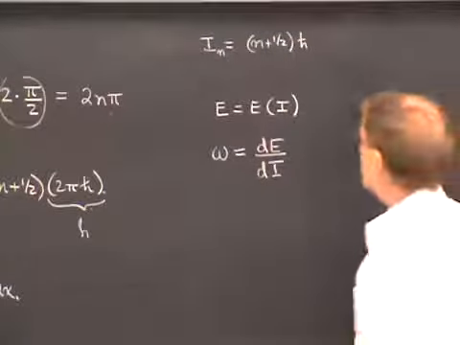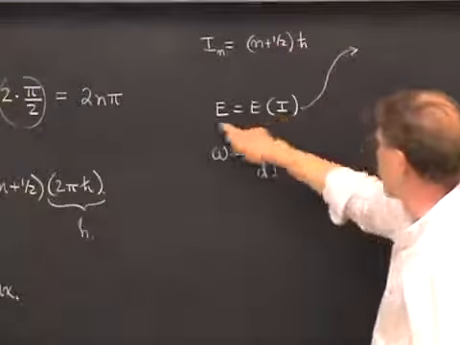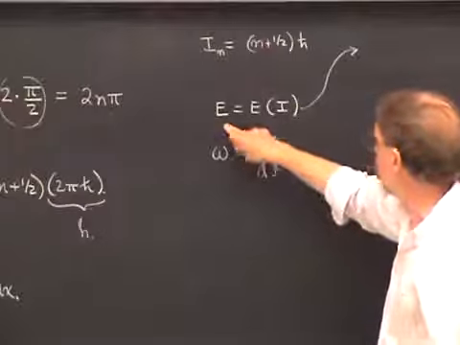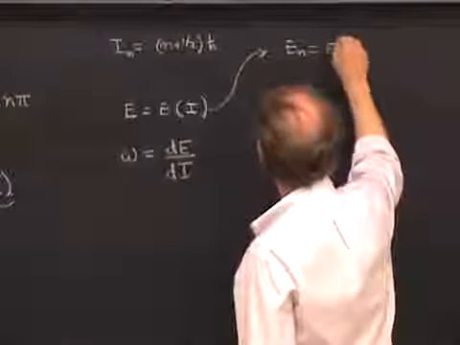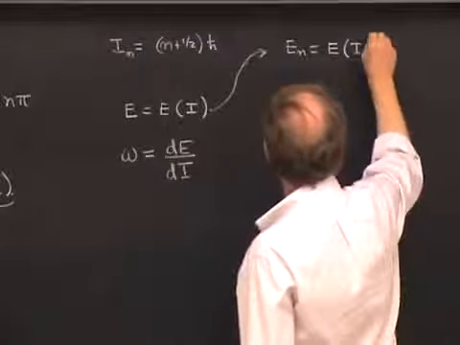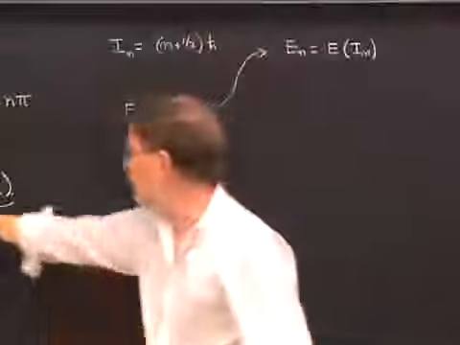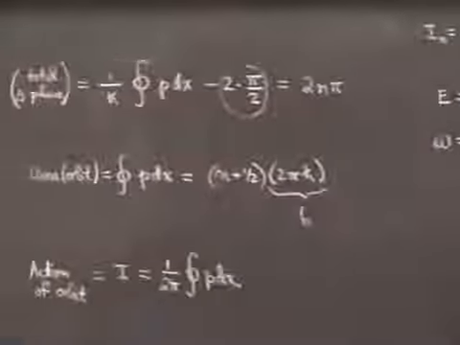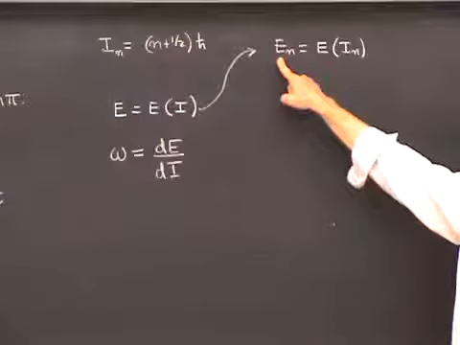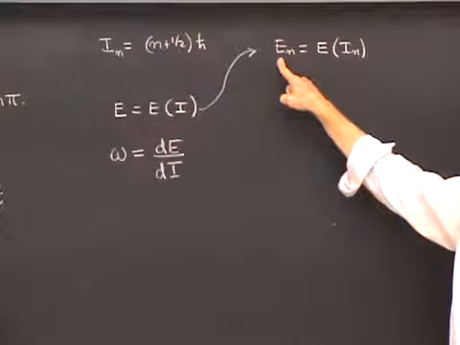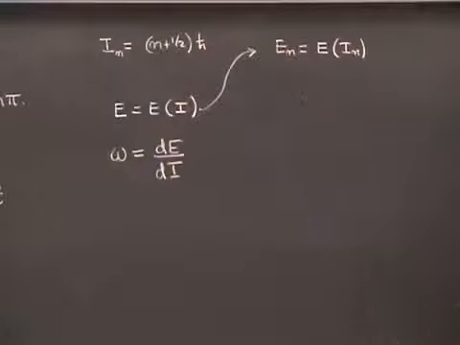In any case, once the actions are quantized, you can use the classical relation connecting energy and action to find the quantized values of energy. That's to say that E sub n is equal to the classical energy-action relationship evaluated at I_n. That's the energy of the orbit whose area is equal to n plus 1/2 times h. These, then, are the semi-classical or Bohr-Sommerfeld energy eigenvalues for the problem. They're not exact in general, they're only an approximation, but oftentimes it's a very good approximation.